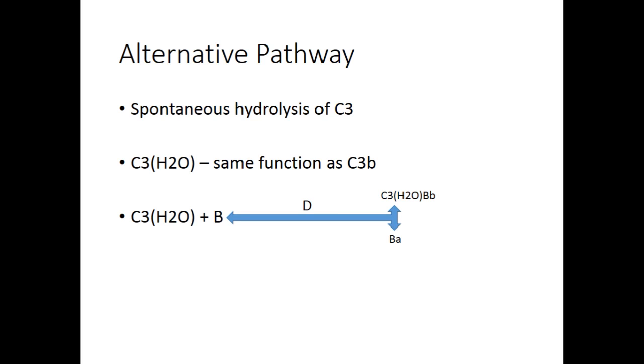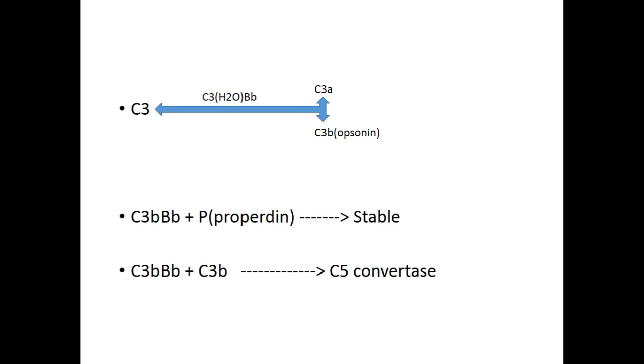Now it can bind to B. B is an alternative pathway protein, an active protein, and D is a protease in the alternative pathway. When C3H2O or C3b gets attached to B in the presence of the protease D, the B protein can get cleaved into Ba and Bb. The Bb will attach to the C3H2O or C3b, and that is called the C3 convertase of the alternative pathway.